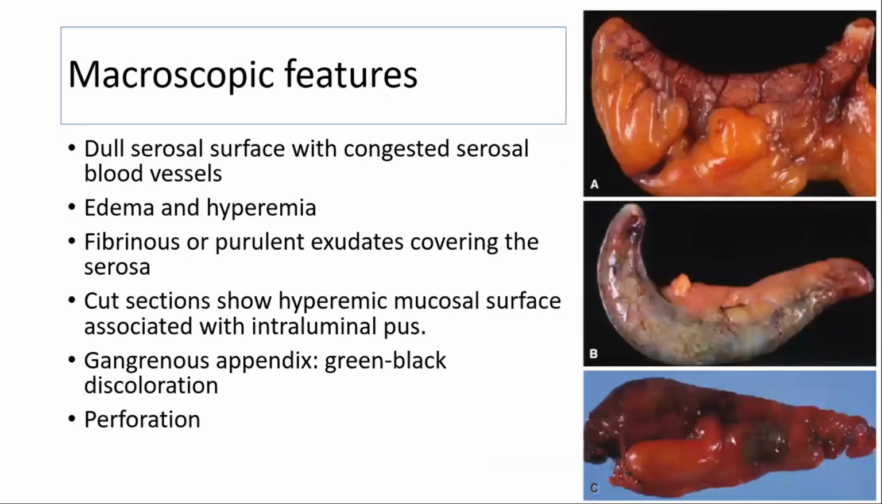So what do we see microscopically? If it's an early appendicitis, it will first look dull with congested serosal blood vessels. And as it progresses, the appendix will become edematous and hyperemic, sometimes with fibrinous exudates on the serosa. On cut section, we can see hyperemic mucosa with intraluminal pus. And if it is gangrenous, it will turn black in discoloration, and the complication of appendicitis is perforation.